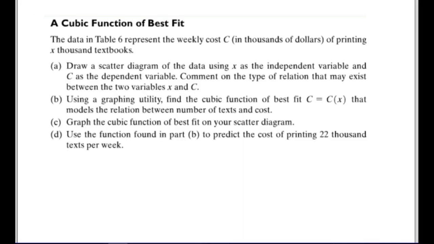Okay, so we can also use Desmos or our graphing calculator to find our cubic regression. Okay, and that's what we're going to be doing here. So the data that we're going to look at in just a second represents the weekly cost of printing X 1,000 textbooks. So draw a scatter diagram of the data with X as my independent and C as my dependent. So then I have to look at what type of relation that looks like. So then I want to use my graphing utility, and here I would use Desmos to find my line of best fit or my cubic function of best fit. Then we can graph it and then use that function to predict some things.